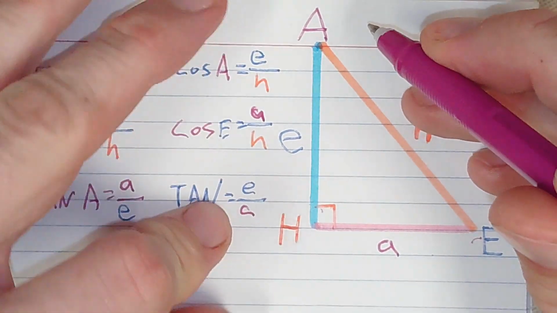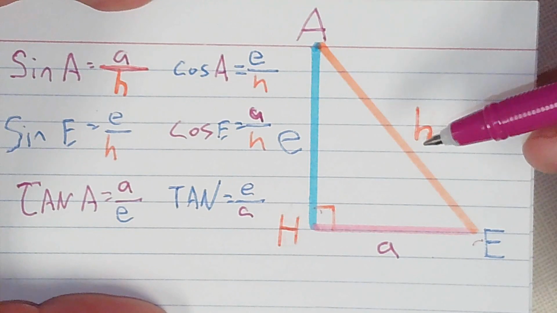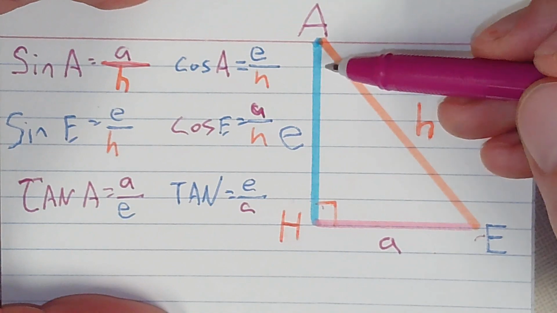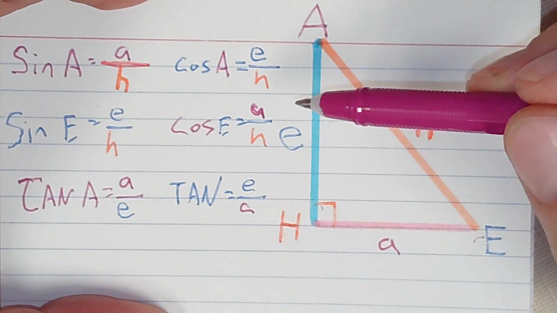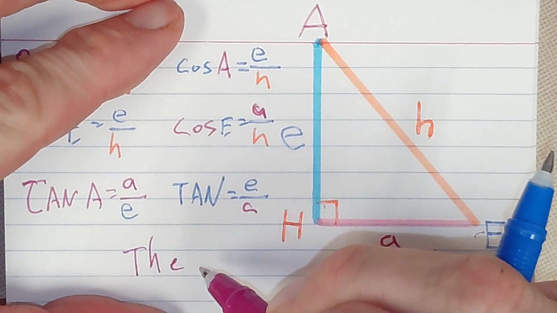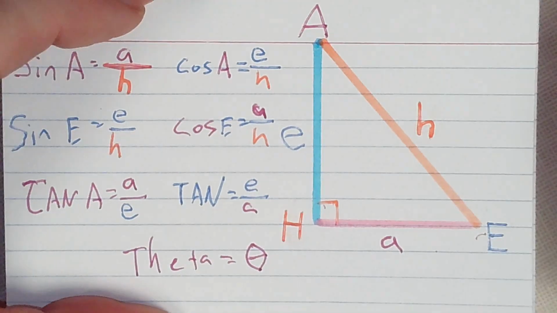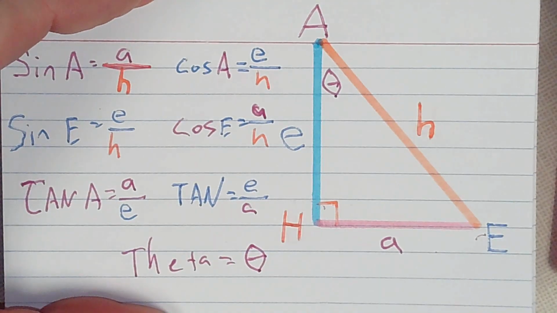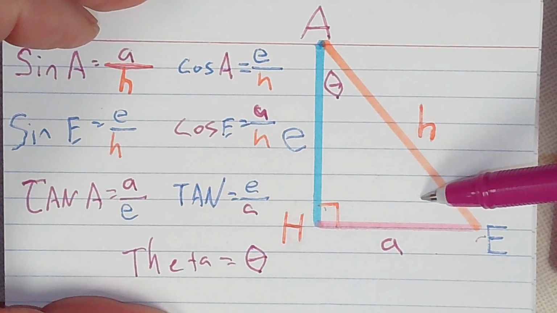Now, finally, they're not going to express these in A and E. In science and math, they don't give you the generic value of A and E. They use a Greek letter called theta. Theta looks like this, right? So they'll say, hey, this is theta. So the cosine of theta equals A over H.